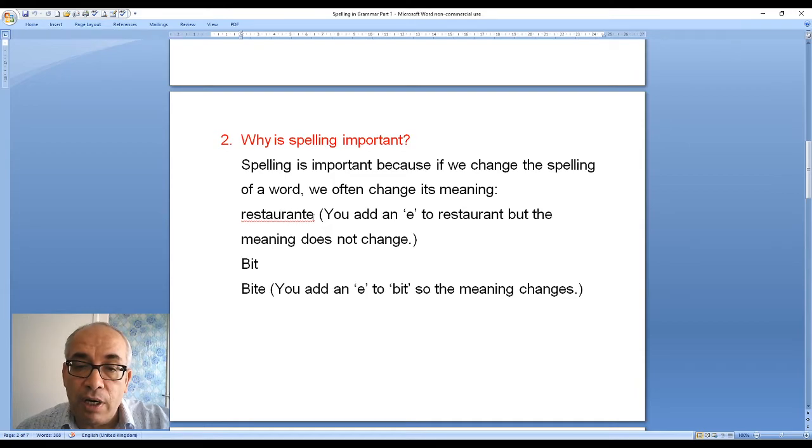If you look at restaurant, if you put E at the end of restaurant, the meaning doesn't change. But bit, if you put E, it becomes bite. So you add an E to bit, so the meaning changes. So most of the time, when you change the spelling, you change the meaning. And that is why spelling is important. You have to write the correct letters in the correct order.